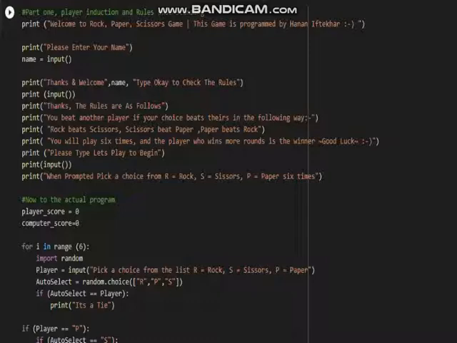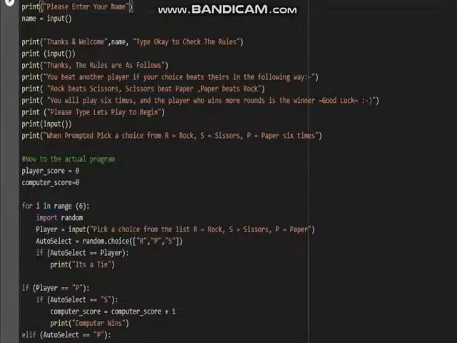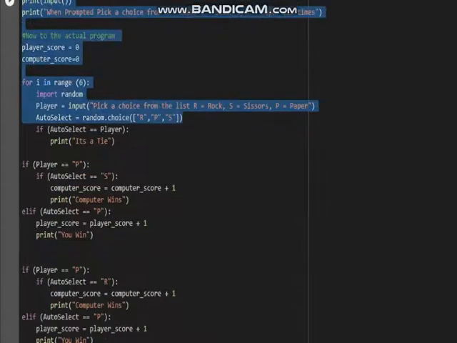Today I'm going to share one of the programs that I've written in Python. It is basically called the Rock Paper Scissors game. It's a very well known game, so I thought I should program it because I had to practice my Python skills. And this is the code that I've written, the whole code and everything.